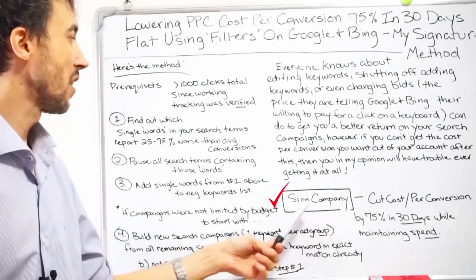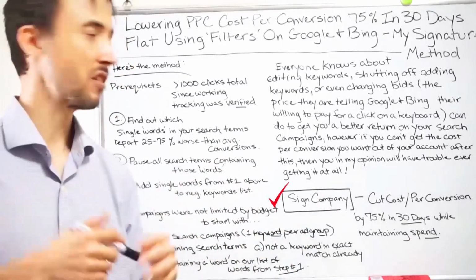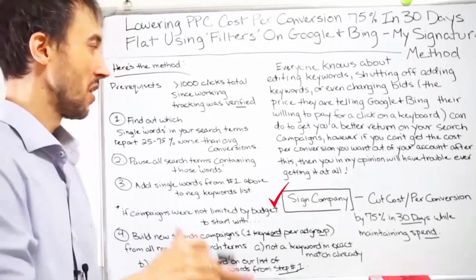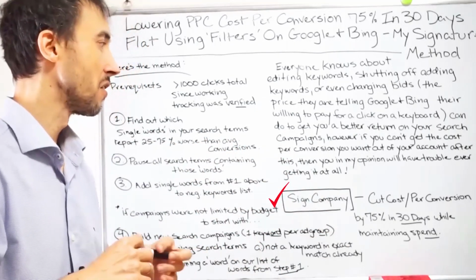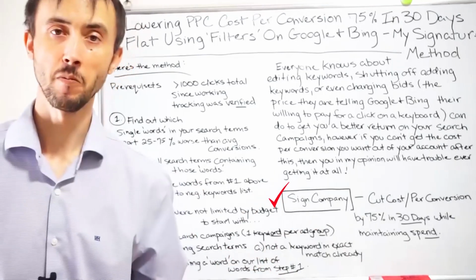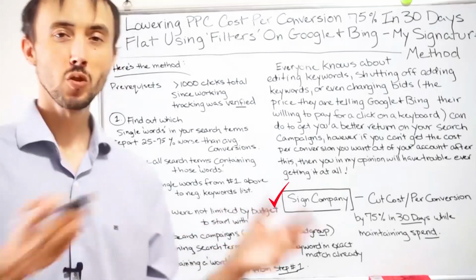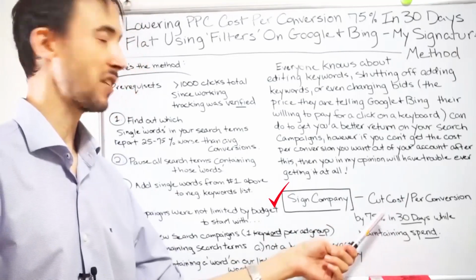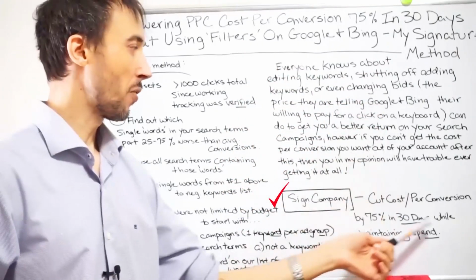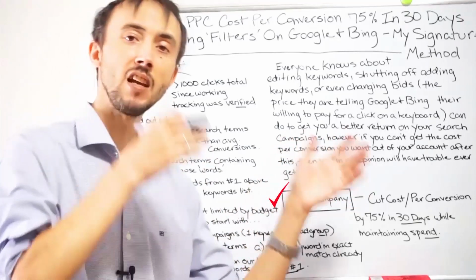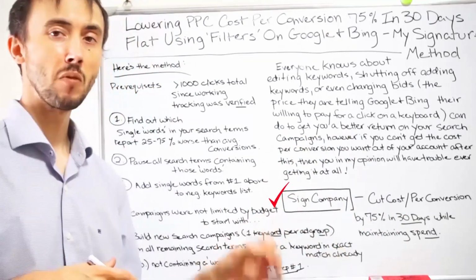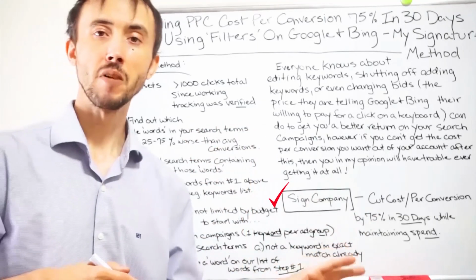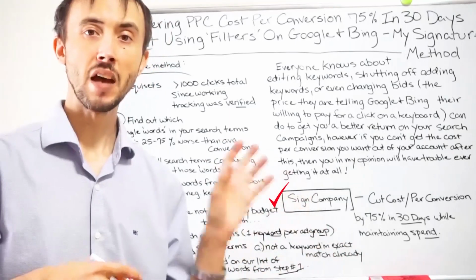With that said, I had a campaign that I recently did this on, for a sign company. They sell outdoor signs, and even for them, given that this is highly competitive and there was no special edge that this company had over the competition, we were able to cut the cost per conversion by 75%, just as I'm claiming here, within 30 days, while maintaining the spend that we had before. Essentially, we lowered the cost per conversion while still getting the same volume.